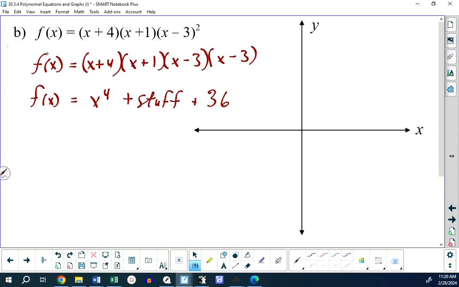I want to talk about the language here because I think it's really important. This is a degree 4 polynomial. Does it have 4 factors? Yes. 2 happen to be the same, but it does have 4 factors. Do degree 4 polynomial functions always have to have 4 factors? No.